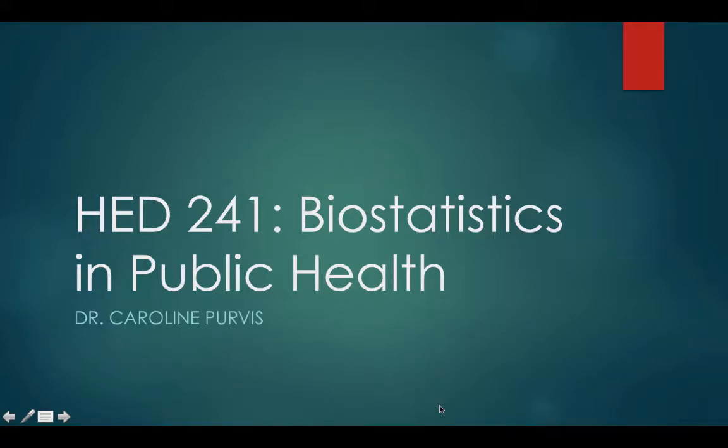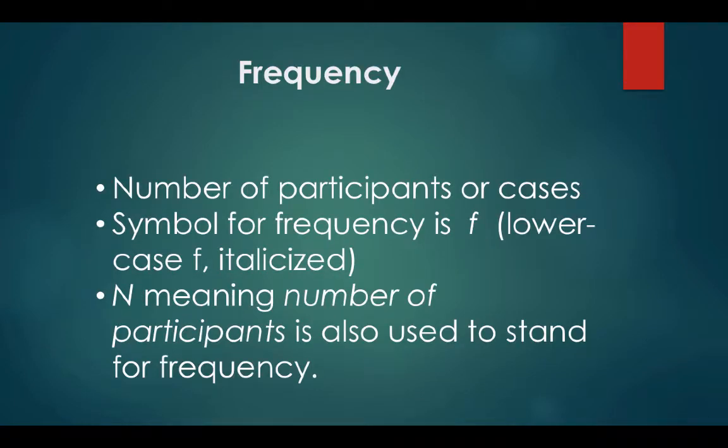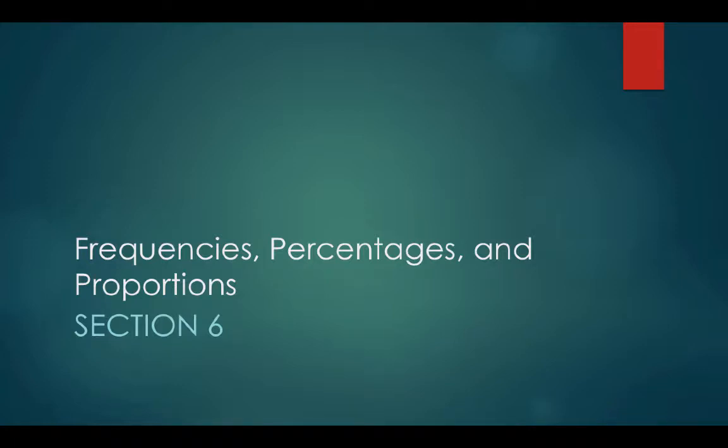All right, everyone, we are back in HED 241. We are now on part B of the textbook, Descriptive Statistics. We touched briefly on descriptive statistics in part A of your textbook, but we're going to go into more detail now in part B. So the first part of part B is frequencies, percentages, and proportions. So that's section 6 in your textbook.